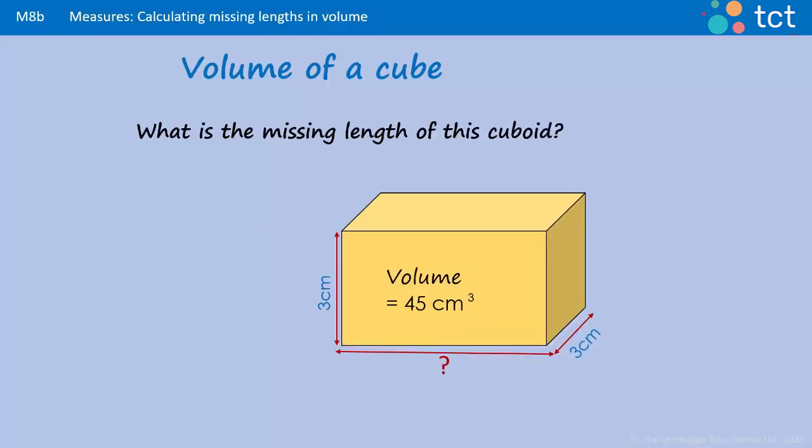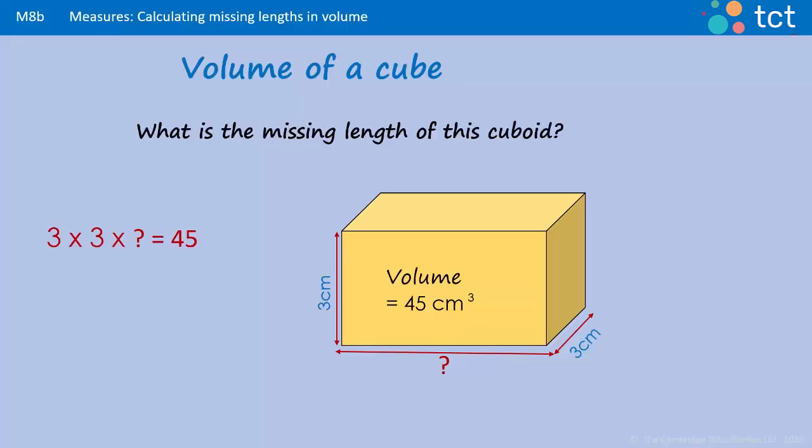This one's a bit different because it's a cuboid and not an exact cube. We have one of the dimensions that's missing. How do you work out what it is? We know the volume and we know 2 of the dimensions. The volume is 45 centimetres cubed, and it's 3 centimetres high and 3 centimetres in depth.